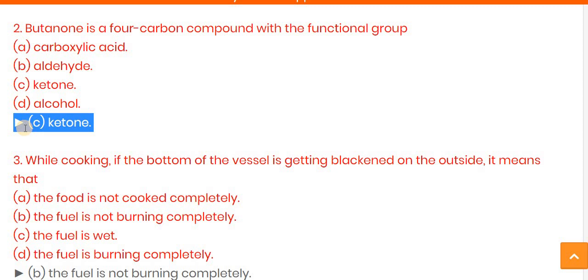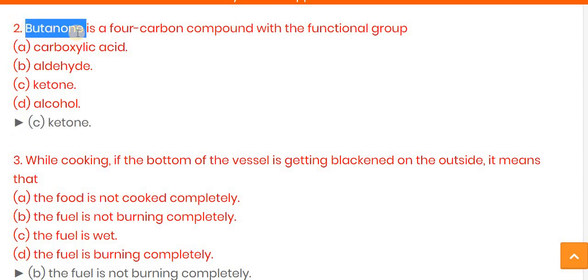Why ketone? Because here you can see the name is butanone. The 'one' suffix has come, and for the ketone group the 'one' suffix is used. Ketone means C double bond O. So the ketone is the answer. Butanone is a 4 carbon compound: methane, ethane, propane, butane, plus the 'one' suffix, and that is for the ketone group. So the answer is C, ketone.